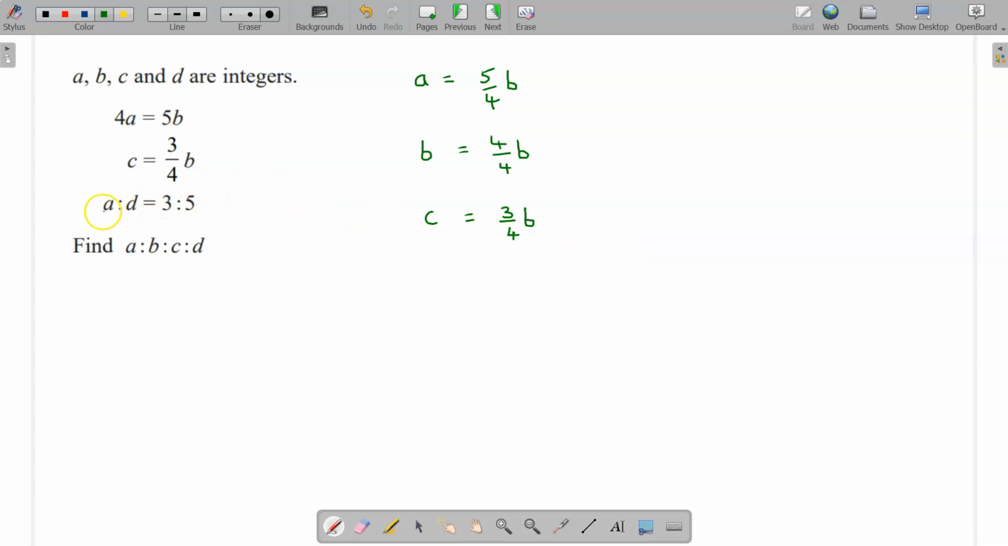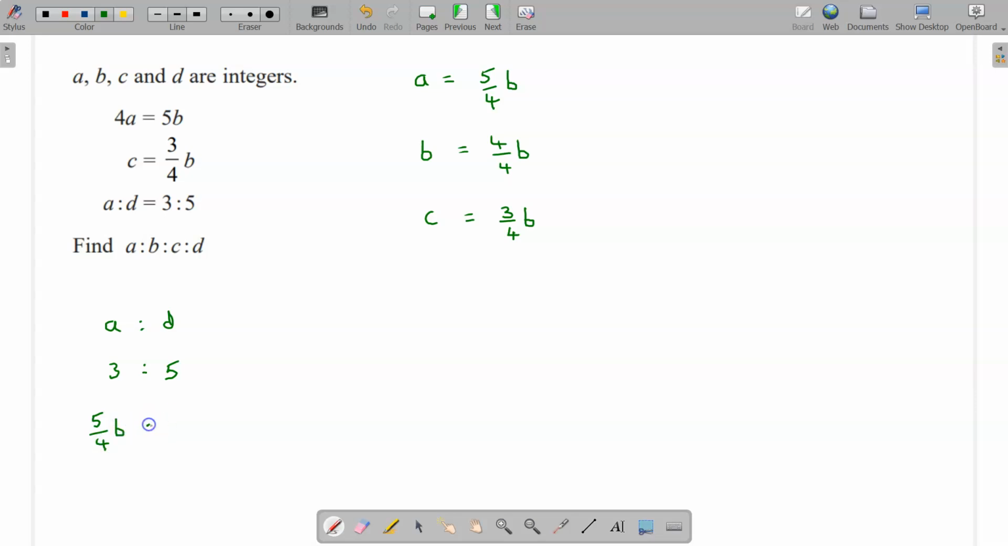So we know the ratio A to D is 3:5. So we know that A is 5/4 of B. Okay, so I'm just going to do that bit down here. So A to D could be written as this, you see. A to D, which we know is 3 to 5, because it tells us that in the information. And we also know that A is 5/4 of B. So I'm going to write 5/4 of B on this side, okay?